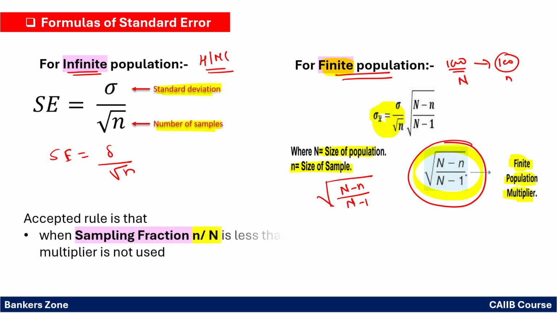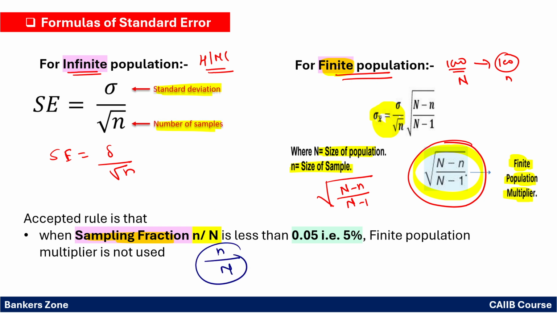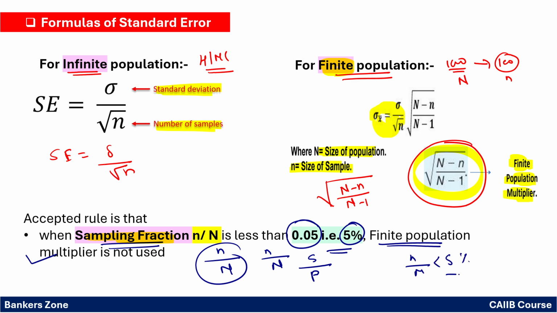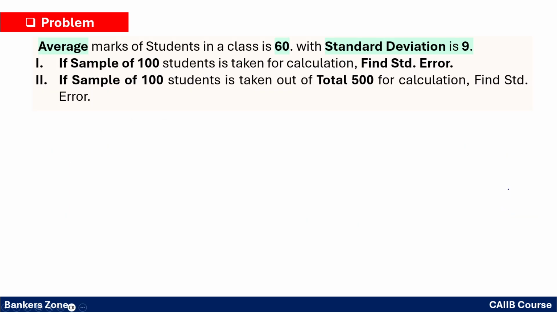Very simple, right? Now see, sampling fraction means how many samples you are selecting out of the total population. It is nothing but small n upon capital N, sample size upon population size. If the sampling fraction is less than 5%, that is 0.05, then we can ignore the finite population multiplier. That means this factor you can ignore. Now see further, through a problem you will get an idea.